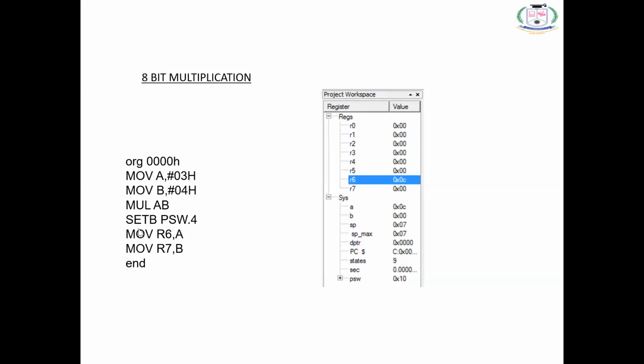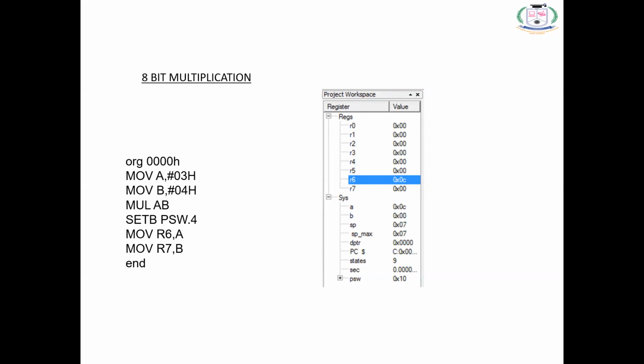So SETB sets a bit of the program status word; I am setting the 4th bit. What is the program status word? It is nothing but a flag. The content of the flag register will be reflected in the program status word. Are you clear? We all know the flag register: carry flag, auxiliary carry flag, overflow flag, parity flag. Apart from that, 2 more bits are allocated for bank selection.